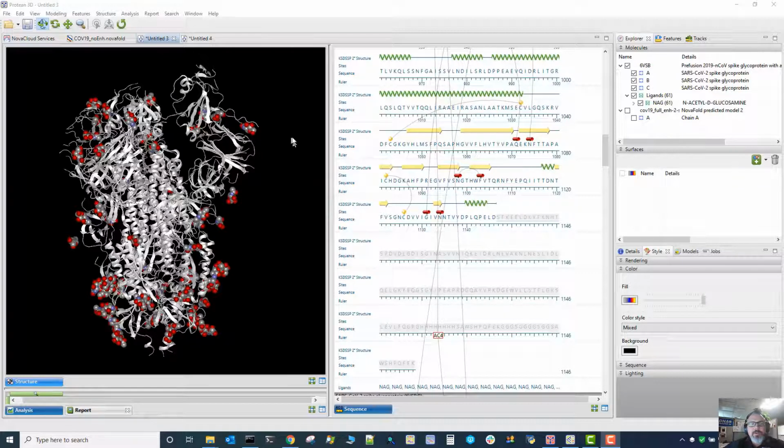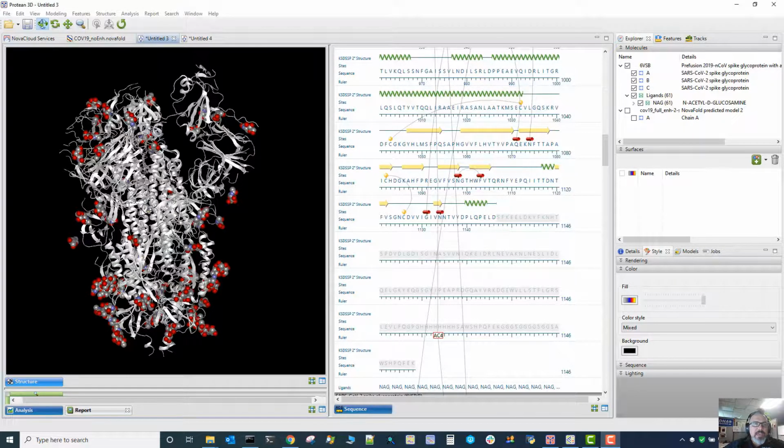Today, I want to show you some of the most powerful capabilities, in my view, that Protean 3D and NovaFold bring to the table. To demonstrate this, I want to tell a little story about our experience with the COVID-19 crisis. I have loaded up the 6VSB model of the spike protein of the SARS-2 COVID-19. This model was deposited on 2/26 of this year and represented the first model that I saw, or any of us saw, of the spike protein.